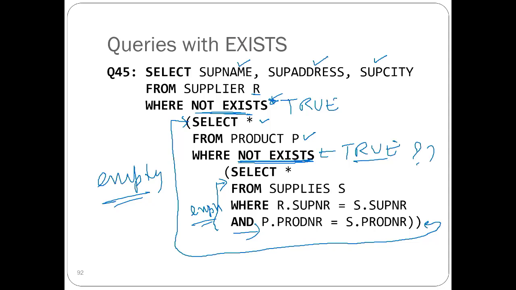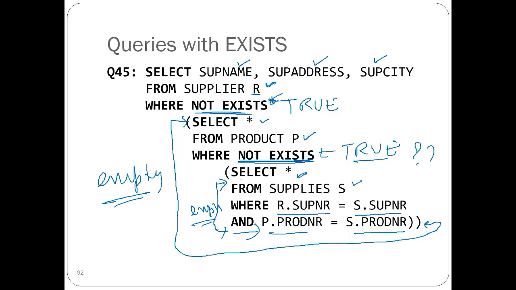Now let's try to decode this thing over here. Select star, let's see how many tuples we are getting. Select star from supplies S, where R dot supplier number, R is from here. It's an extremely interesting case of a correlated query. See that, right? Where R dot supplier number is equal to S dot supplier number, and P dot product number is equal to S dot product number.